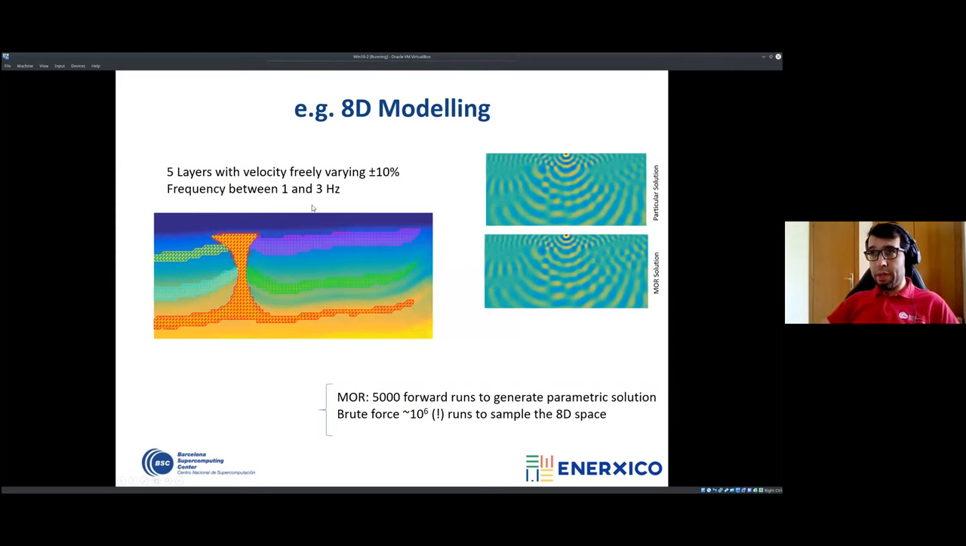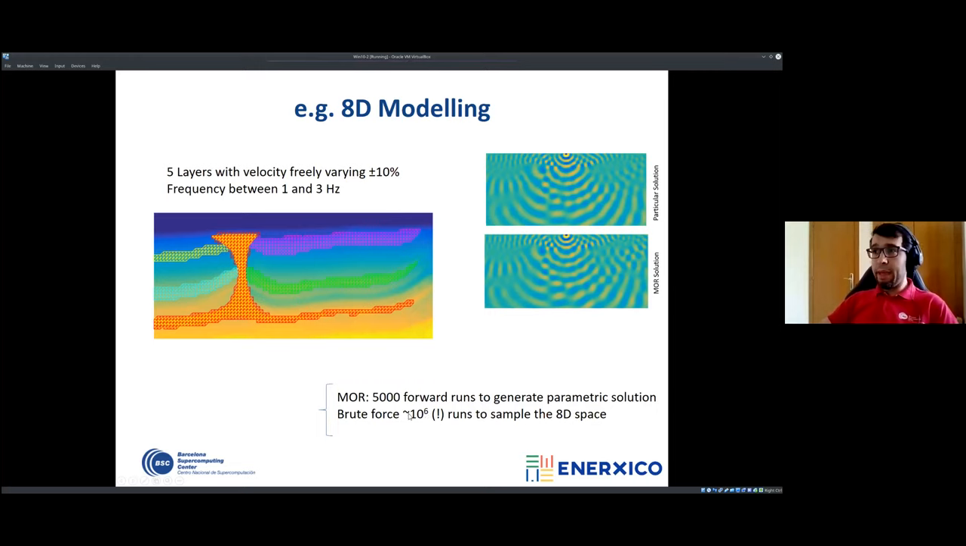So it's just two dimensions here, but also we are varying the frequency between 1 and 3 hertz, for example, and the properties at each of these layers independently by plus minus 10%. If we do that, it is expensive to run it, but then we have a generalized solution to this problem. And that is actually cheap.